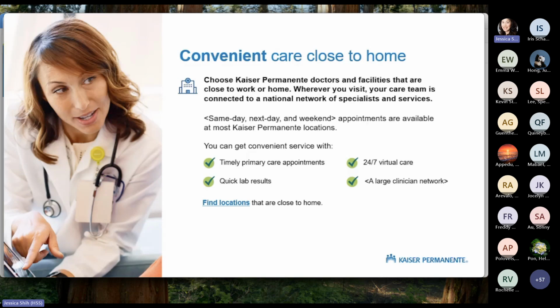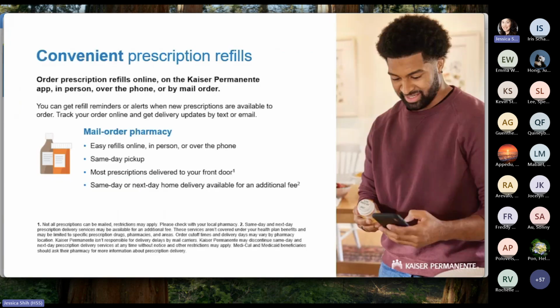It's easy to refill prescriptions in person, over the phone, online, or on the Kaiser Permanente app. You can have most delivered to your home with same-day or next-day delivery, or order your prescriptions for same-day pickup. Get refill reminders or alerts when new prescriptions are available to order via text, mobile app notifications, or email. You can also place some orders by responding directly to our text message reminders. We'll provide status updates via text or email about shipping, delivery, or pickup information.